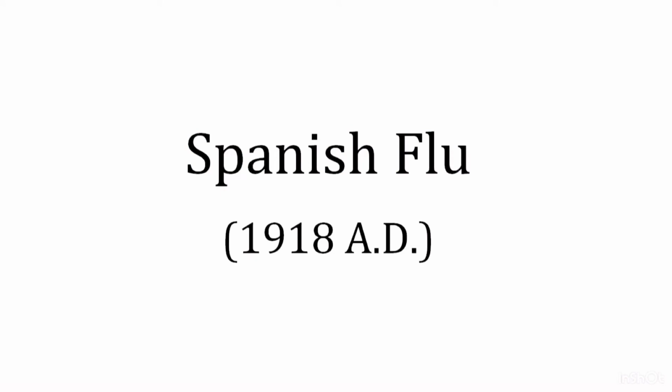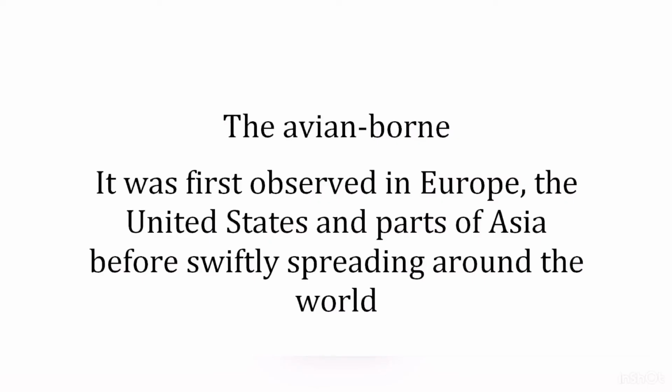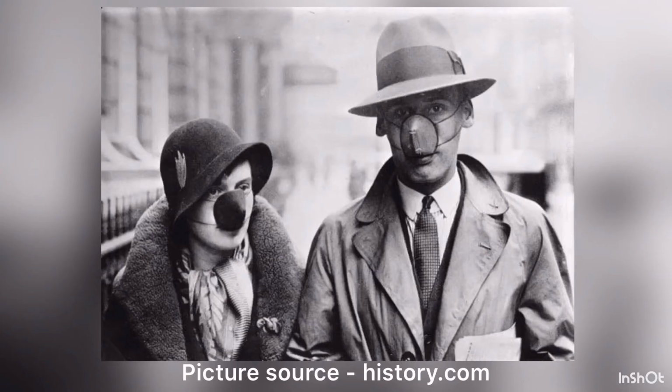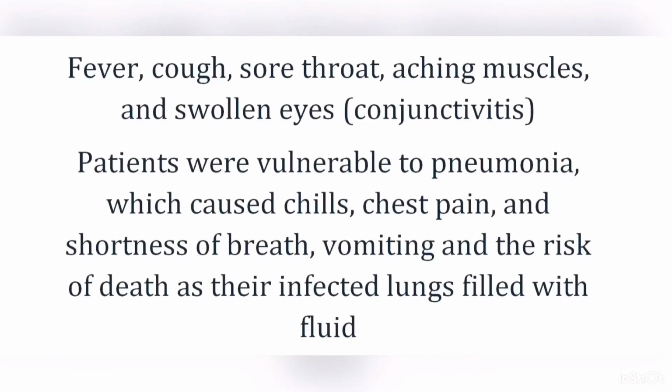The next one is the Spanish flu. At the time, there were no effective drugs or vaccines to treat this killer flu strain. It was first observed in Europe, the United States, and parts of Asia before spreading around the world, resulting in 50 million deaths worldwide. Victims died within hours or days of developing the symptoms, their skin turning blue and their lungs filled with fluid. These are the symptoms of the Spanish flu.